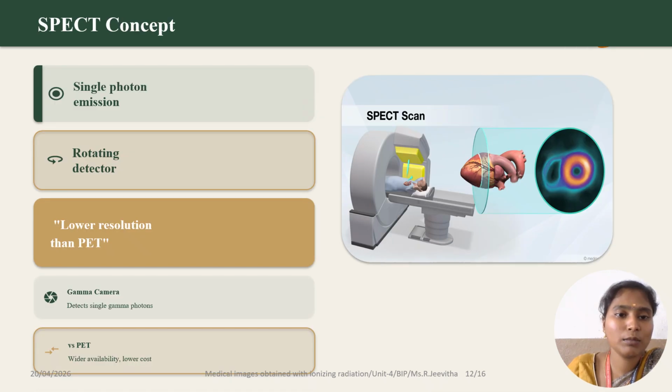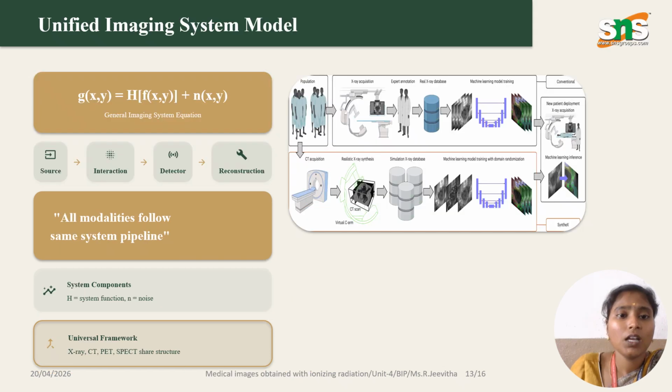SPECT is similar but simpler. It emits a single photon using a rotating gamma camera, and compared to PET, it has lower resolution, is cheaper, and is more widely available. The key difference is that PET has high accuracy, while SPECT is more accessible. All imaging systems follow the same pipeline, where f(x, y) is the object, h is the system, and n is the noise. It is the source, interaction, and detector reconstruction. All modalities follow the same framework.